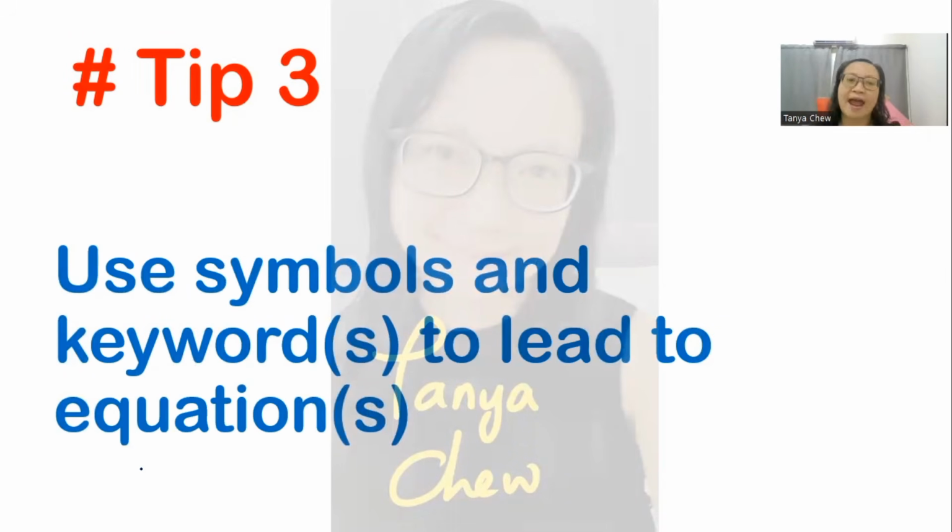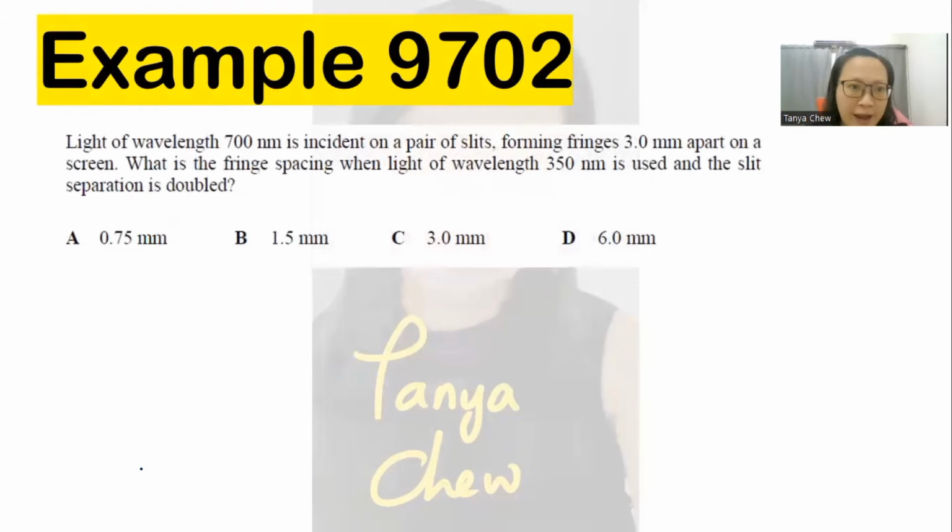Tip number 3. Use symbols and keywords to lead to the equation or equations. So now, what do I mean by that? You know, sometimes when a question is given, there's too much information given at the same time. So they give you too much data, too many numbers together with the units. So sometimes you couldn't recall what equations you are supposed to use to lead you to the final answer. So let us try with a past question from AS.